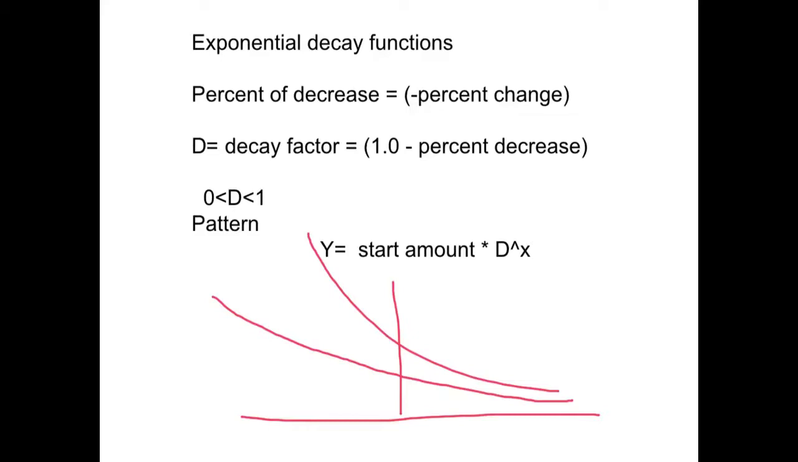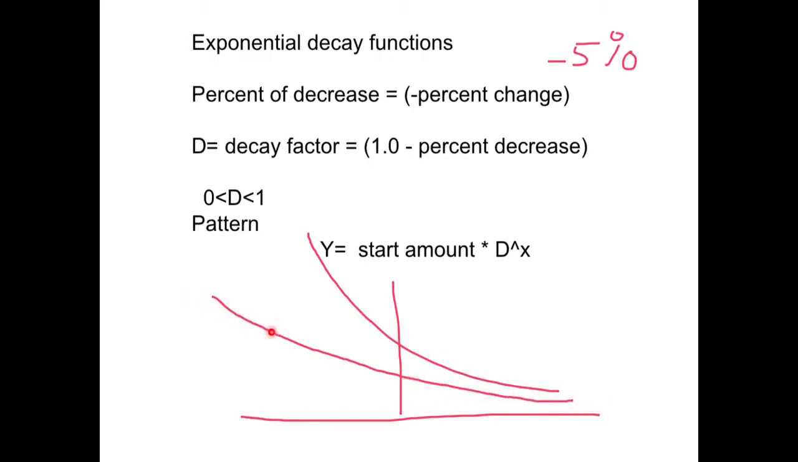If you were losing 5%, a negative 5% change or negative 5% growth, 95% of the quantity would remain after each time period. So the number that you're multiplying by, d, is always going to be between 0 and 1. Obviously, you multiply by 0, you get nothing. These functions will never get to nothing.